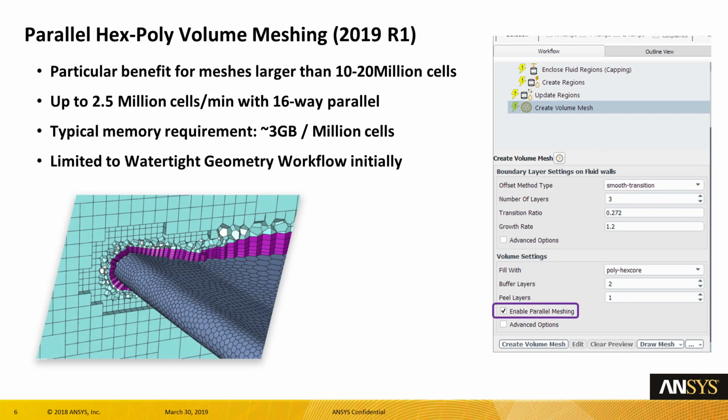Just to recap on the parallel hex poly meshing, this is a new technology patented by ANSYS where you connect a hex core mesh to prisms at the wall via polyhedra. It runs in parallel and gives exceedingly high quality meshes. This is something that our customers have started to use and are finding amazingly good, both in terms of mesh quality and mesh efficiency.